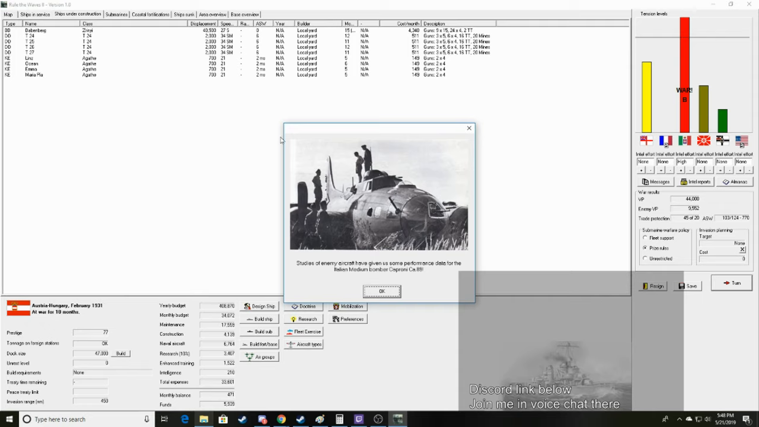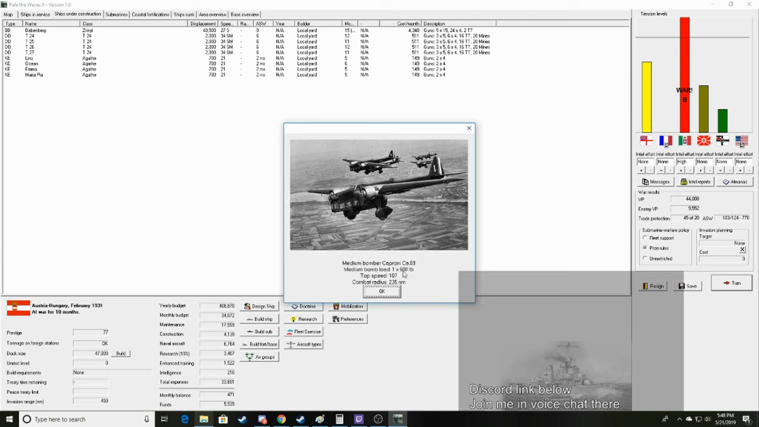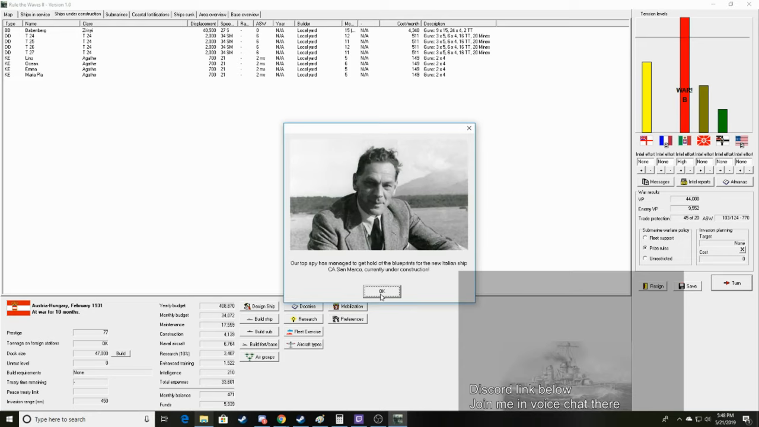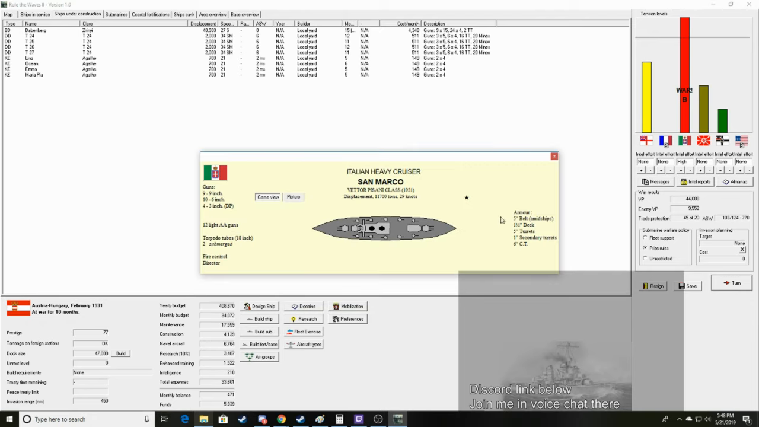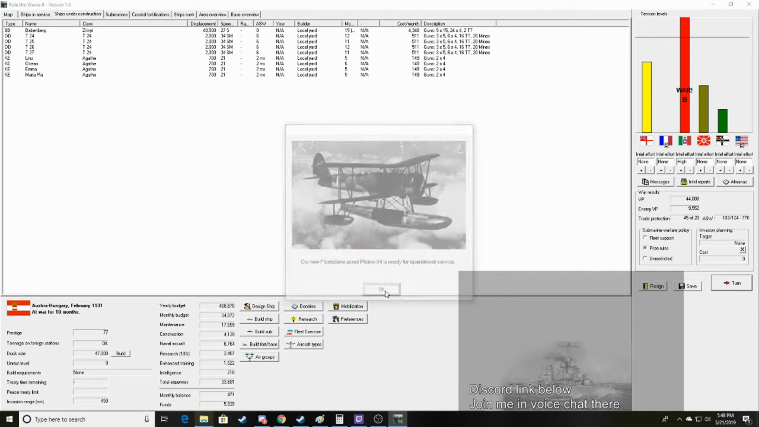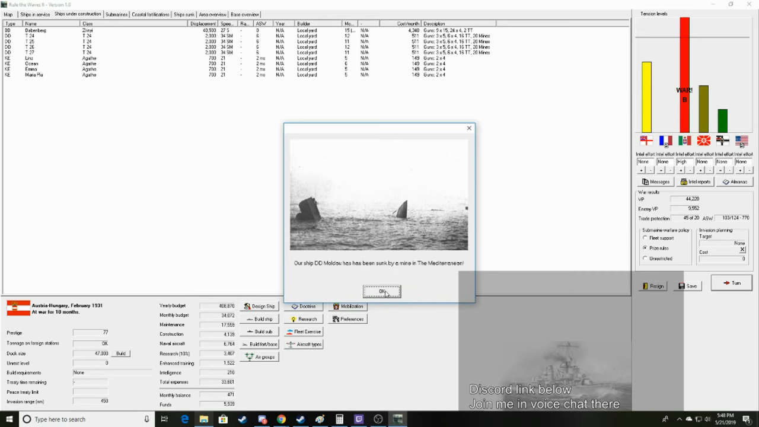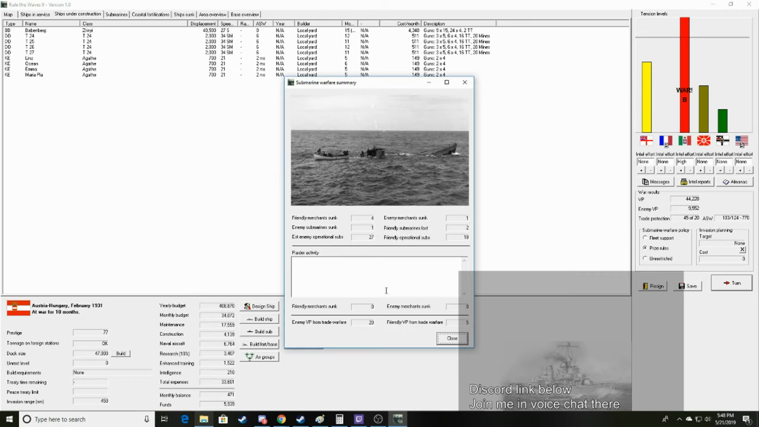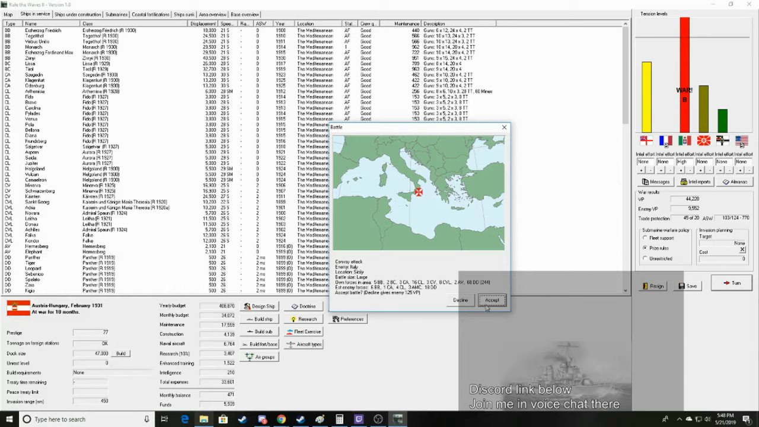Studies of enemy aircraft have given us some performance data. Good combat radius. I'm not sure if that's a good combat radius or not. The blueprints for the new Italian ship San Marco. So that's another Vettor Pisani. So we lost two destroyers there.